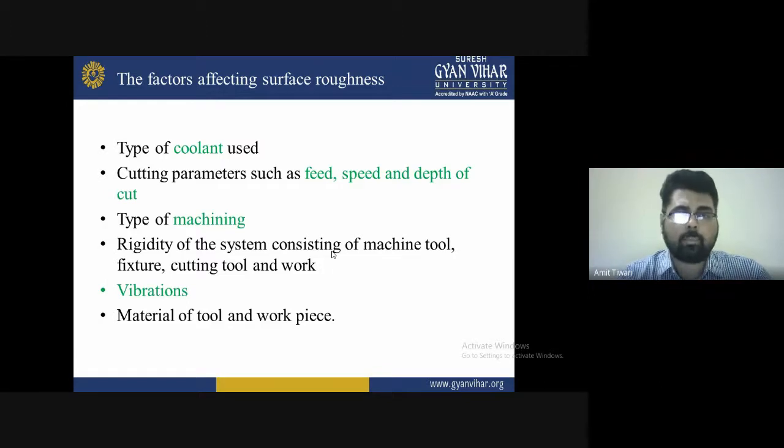Second are the cutting parameters, such as feed rate, spindle speed, and depth of cut, which also affect the surface roughness. You will find out which parameter increases the surface roughness. Type of machining is also responsible for affecting the surface roughness, as are the rigidity of the system consisting of machine tool, fixture, cutting tool and workpiece, vibrations, and the material of the tool and the workpiece.